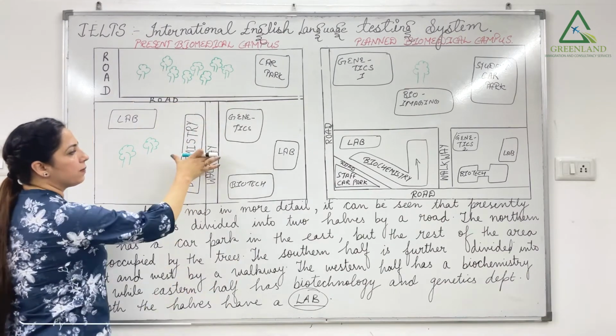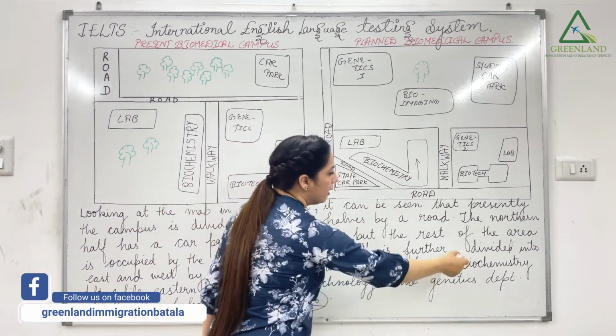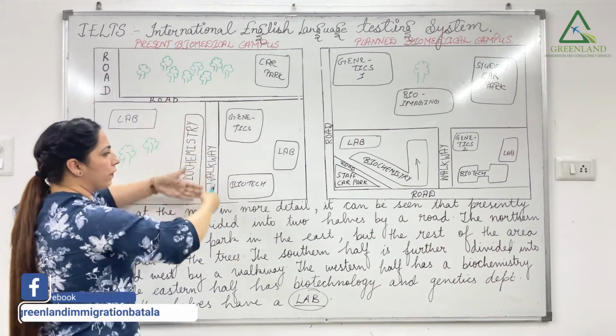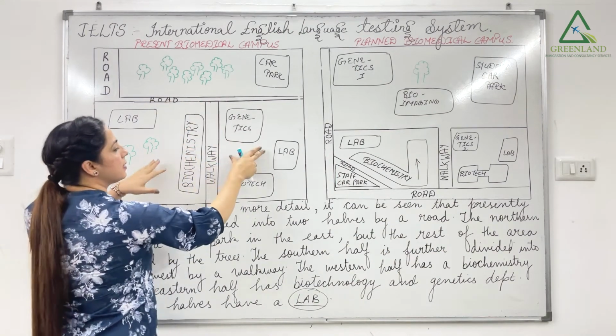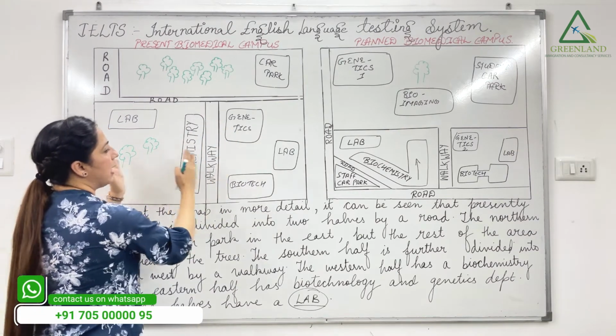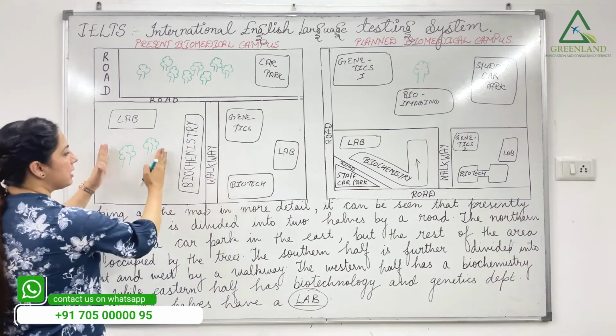Okay, now comes the southern half. The southern half is further divided by a north-south walkway. That is, the southern half is divided into a west and an eastern part by a walkway. Now what is in the west part?